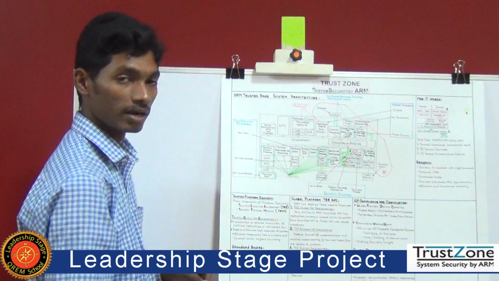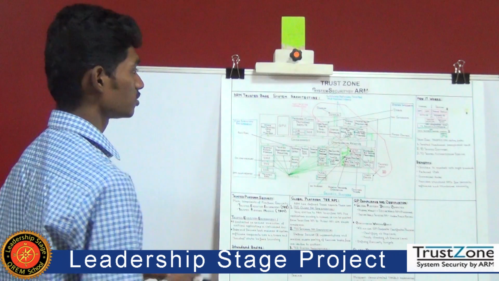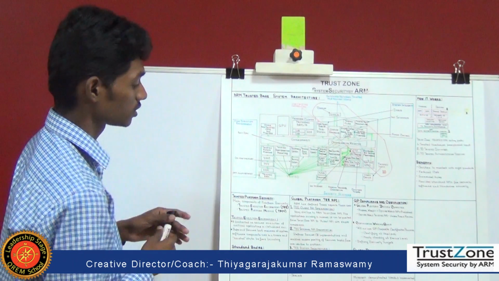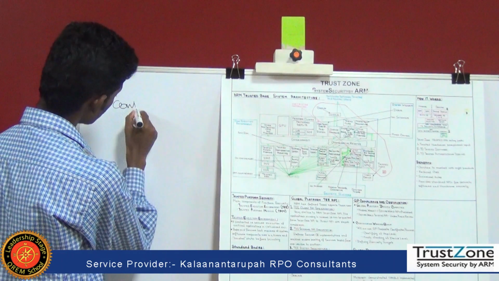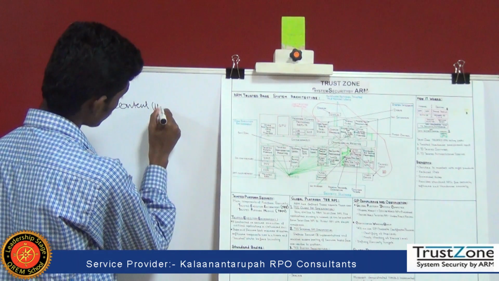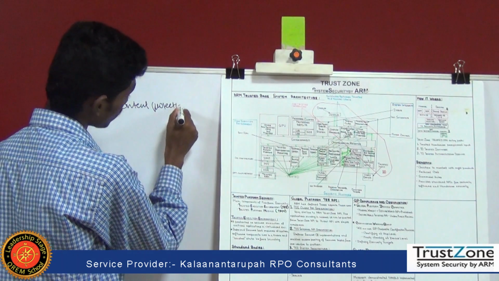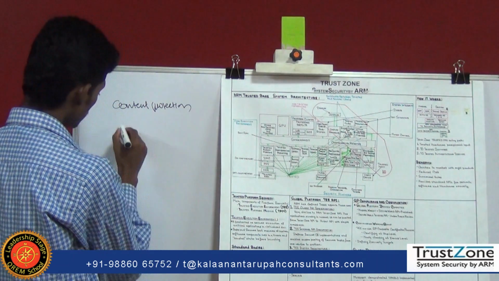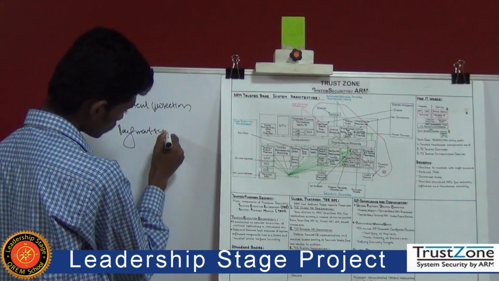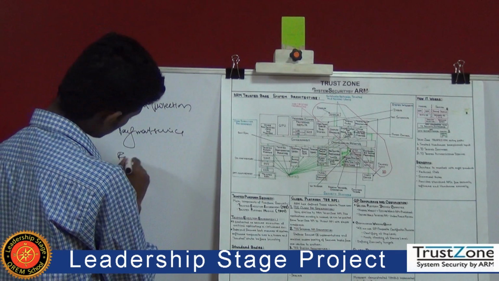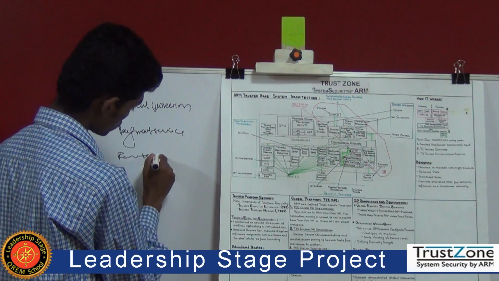After that, we define the security targets. Next, global demand: the applications of these trust zones are used in content protection, payment service, enterprise, and also commerce.